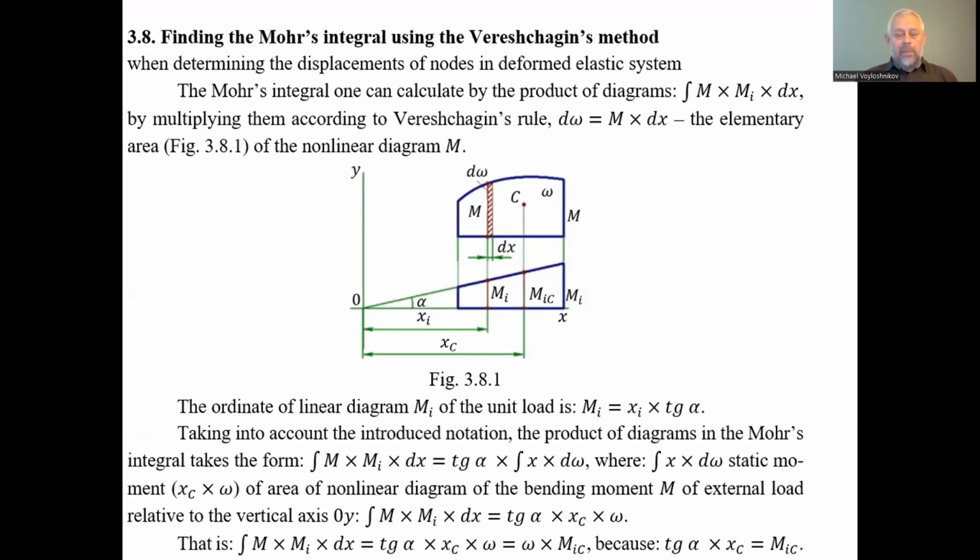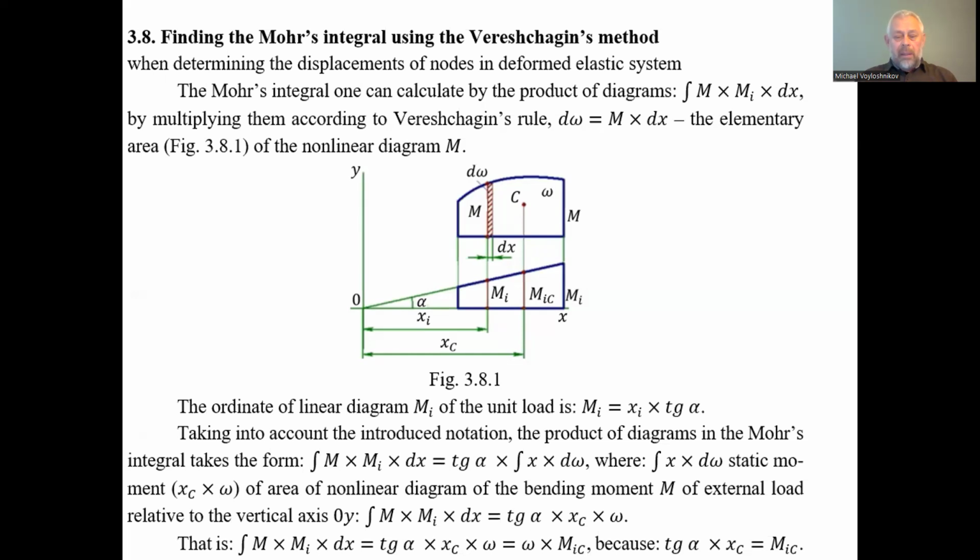To simplify the use of the product of diagrams of the bending moments to find the displacements using the Mohr integral, sometimes we have to use approaches, of which we can indicate three widely used ones: the Vereshchagin rule, which we will consider in this article. As well, we have a trapezoid rule.